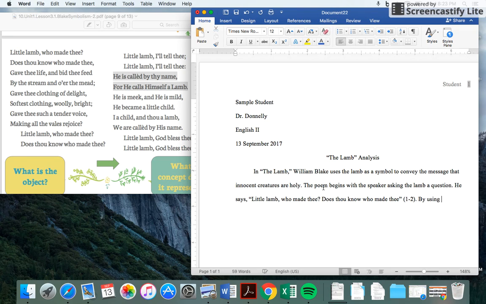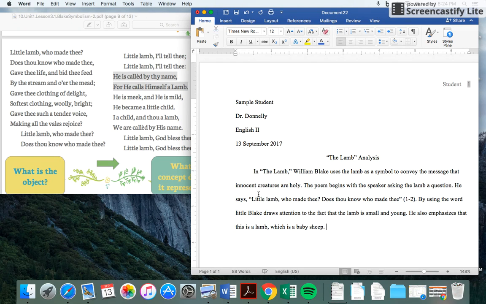By using the word little, Blake draws attention to the fact that the lamb is small and young. He also emphasizes, using my sentence starter, that this is a lamb, which is a baby sheep. Okay? So I've already established that the lamb is small and young, and that the lamb is a baby, right?